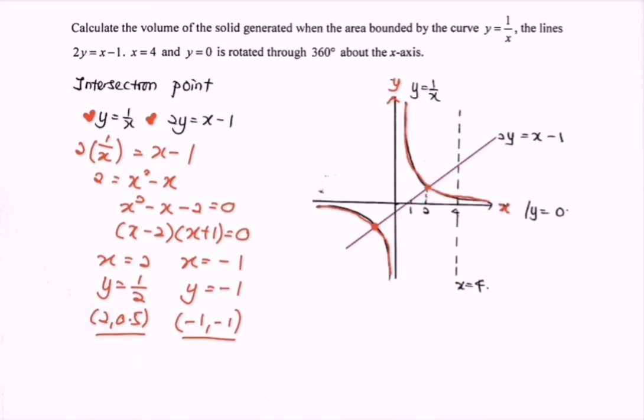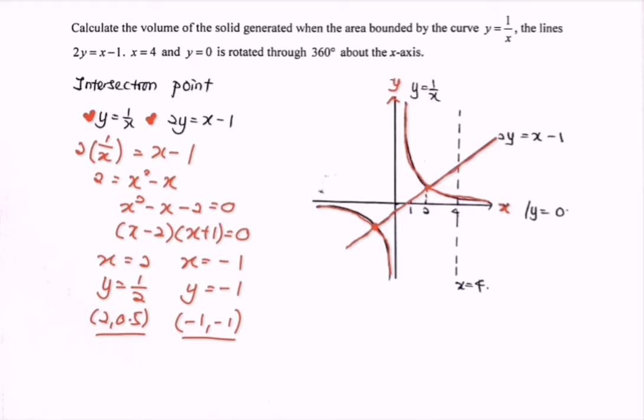So kindly draw a straight line. Here we have the straight line. Here will be the situation for the graph. Do remember to name the graphs y equals 1 over x and, at the same time, 2y equals x minus 1.